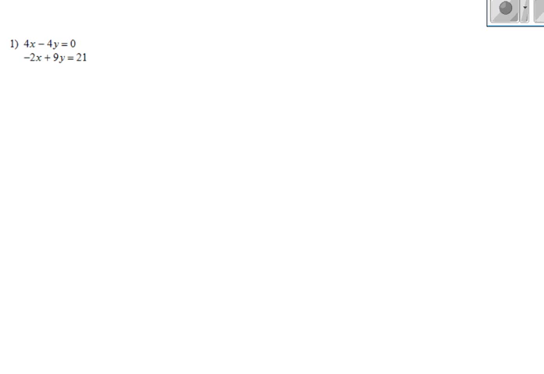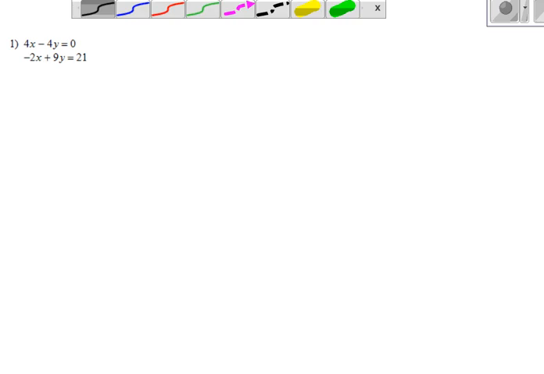So we're solving systems with elimination. Take a look up here and we think, which variable might we want to eliminate? Well, I don't see any that are opposites. Maybe I see the opposite sign, but I certainly don't see two numbers that we could cancel in any way. I can't cancel 4 and 2, that doesn't match. 9 and 4, that doesn't match.